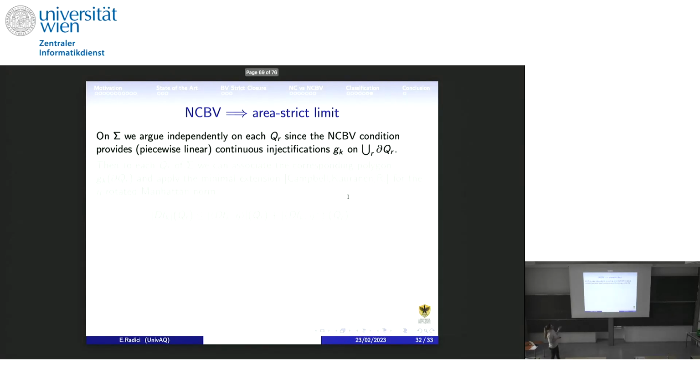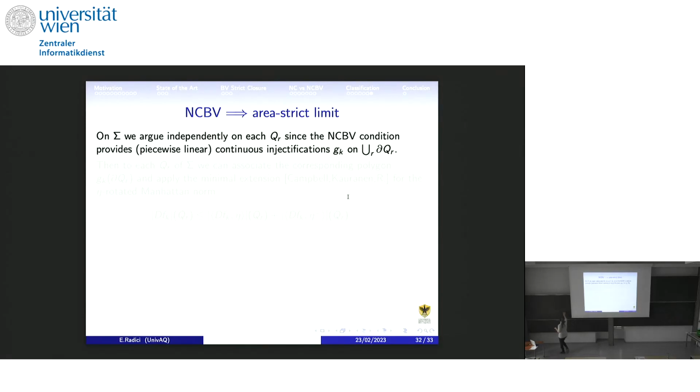The point is what you do on sigma instead. Okay, on sigma, we have NC. Sorry. Okay. We are starting from an NCBV map. Okay, so don't forget this.